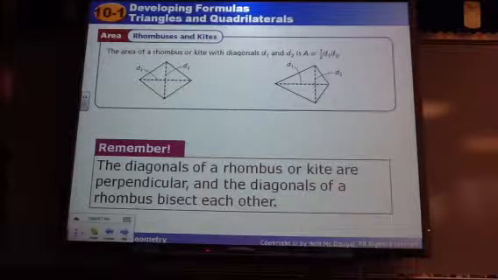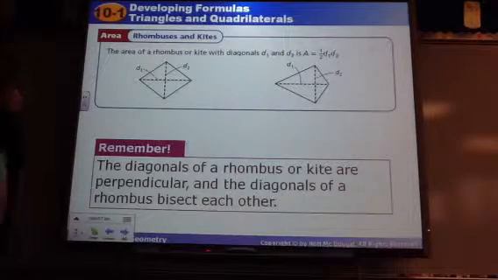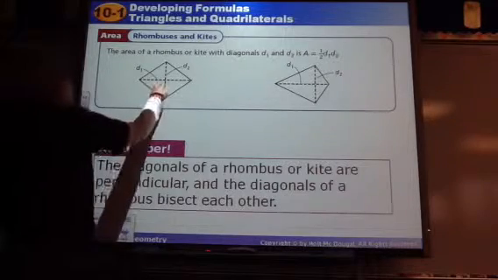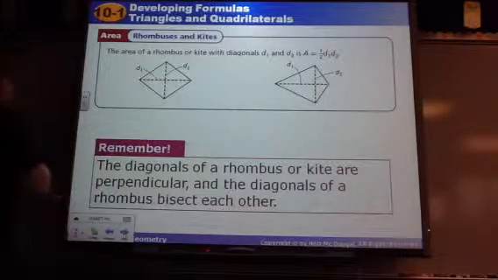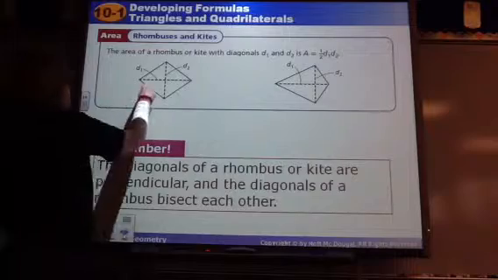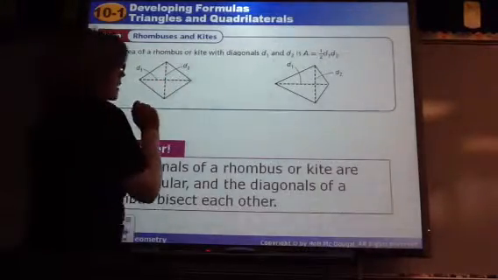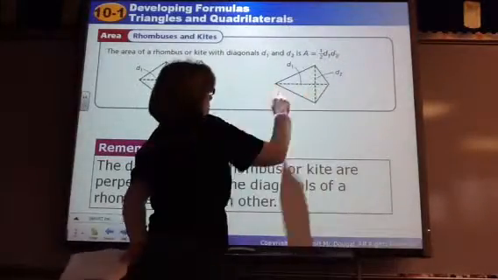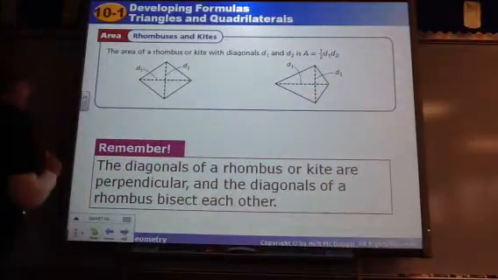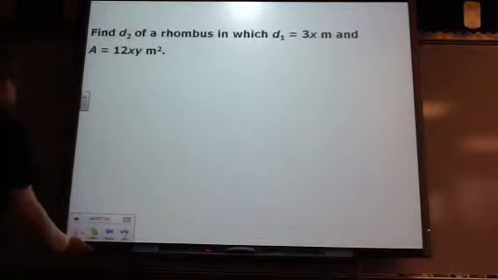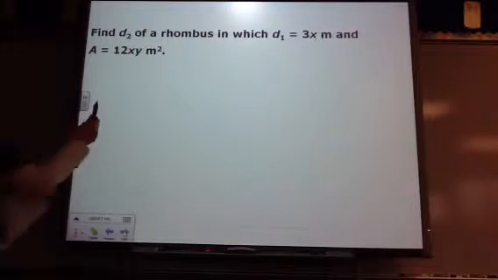Okay, just remember on a rhombus that your diagonals are perpendicular, so you form four right angles and they bisect each other. So this diagonal is congruent to that one, this one congruent to that one. And then on a kite, they are perpendicular, but they are not bisecting. Okay, so let's apply this.